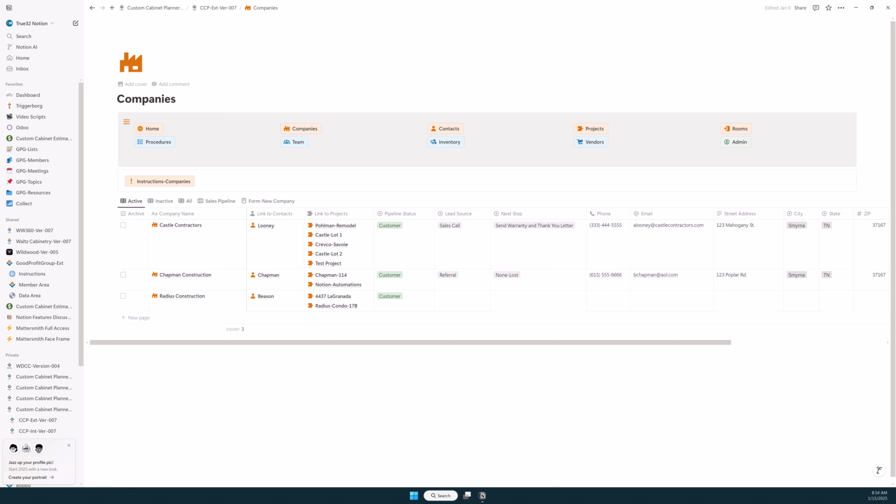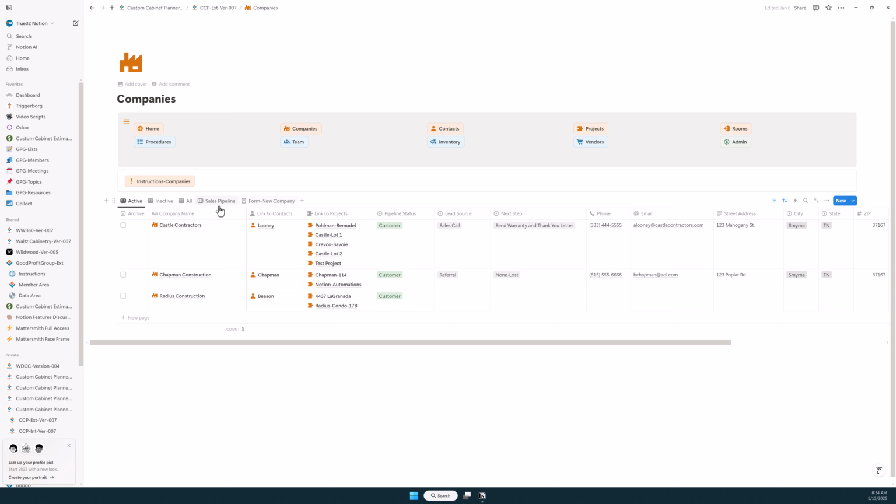In this companies area, there's just a few things that you would do, but the primary objective is to add any of the companies that you'd be working for. So if you have a builder or a remodeler or an architect or a designer, you would add their company here, and you would add the individuals that work there to the contacts list and link them together. So you can see here that the company Castle Contractors has a person with the last name Looney, Chapman has somebody with the name Chapman, and Radius Construction has someone with the last name of Beeson.